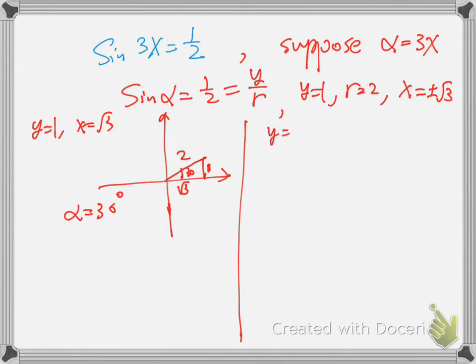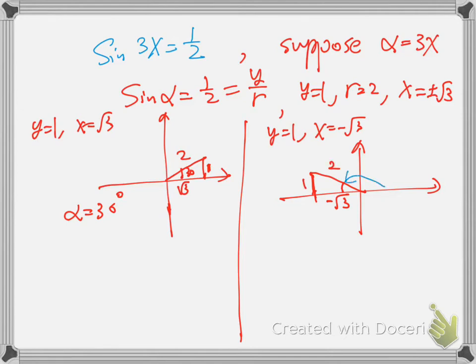And then y is 1, x is negative radical 3. So it's on the other side: negative radical 3, go up 1. So this angle inside, the reference angle, is 30. So the angle outside is 180. So alpha is 180 minus 30, so it's 150. So now alpha is 30 and 150.